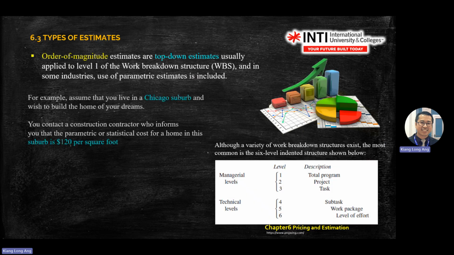Order of magnitude is a top-down estimate. What do I mean by top-down? You have 6 levels of management structure. So management level 1, 2, 3, and then technical level, you start with 4, 5, 6. If you see this as an organization chart, the one at the top will be level 1, and then go to the second one, third one. Then it passes through the functional unit. When it comes to the functional unit, it starts with 4, 5, and 6.